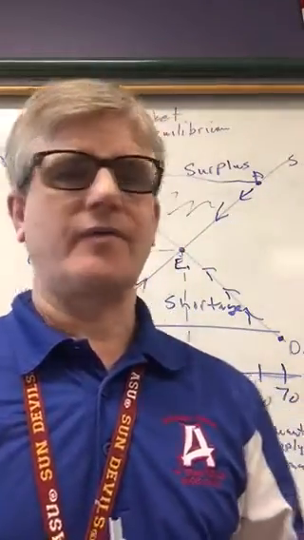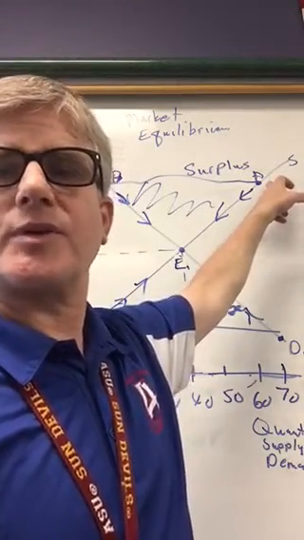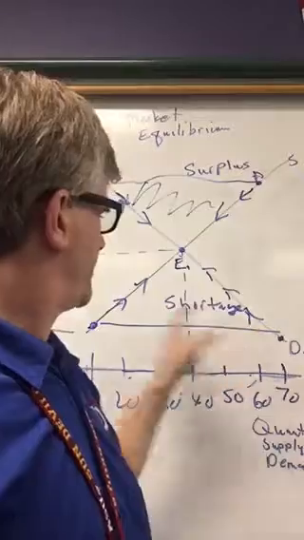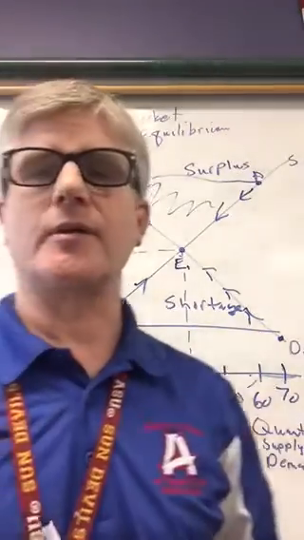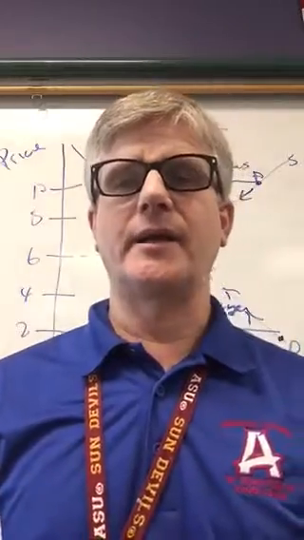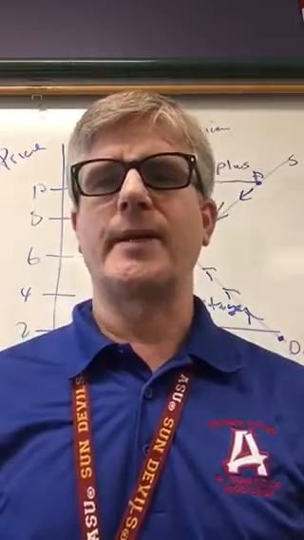If you have a price that's too high, there is a surplus, where supply is greater than demand. If you have a price that's too low, you have a shortage, where quantity demanded is greater than quantity supplied. And eventually things will work out and get to equilibrium, and that's where supply and demand are equal and price doesn't change.